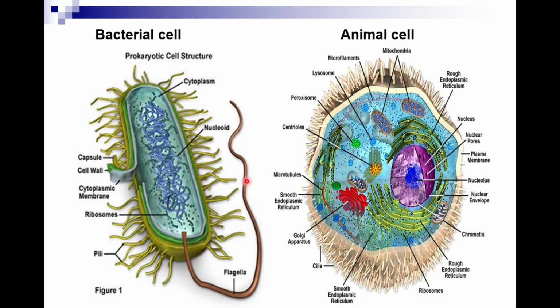So this is the clear-cut differentiation between the eukaryotic cell and the prokaryotic cell. Multiple organelles are seen in the animal cell, and few organelles are seen inside the prokaryotic cells. That's why these are called prokaryotic, and these are multicellular and eukaryotic cells.